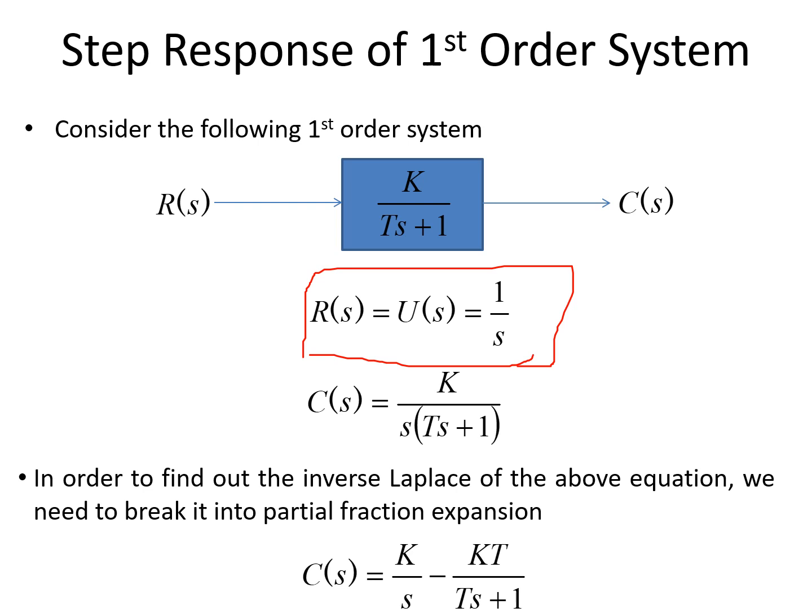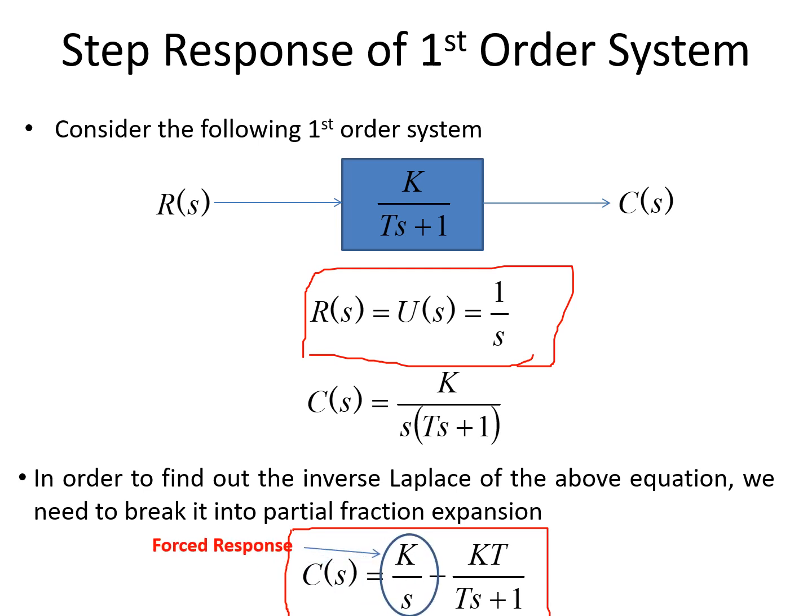Here we will separate the terms using two partial fraction terms, and when you find the values of A and B using the partial fraction expansion, you can simplify C of s as equal to K divided by s minus KT by Ts plus 1. This is the output you have got in the Laplace transform domain, for which you have to apply the inverse Laplace transform.